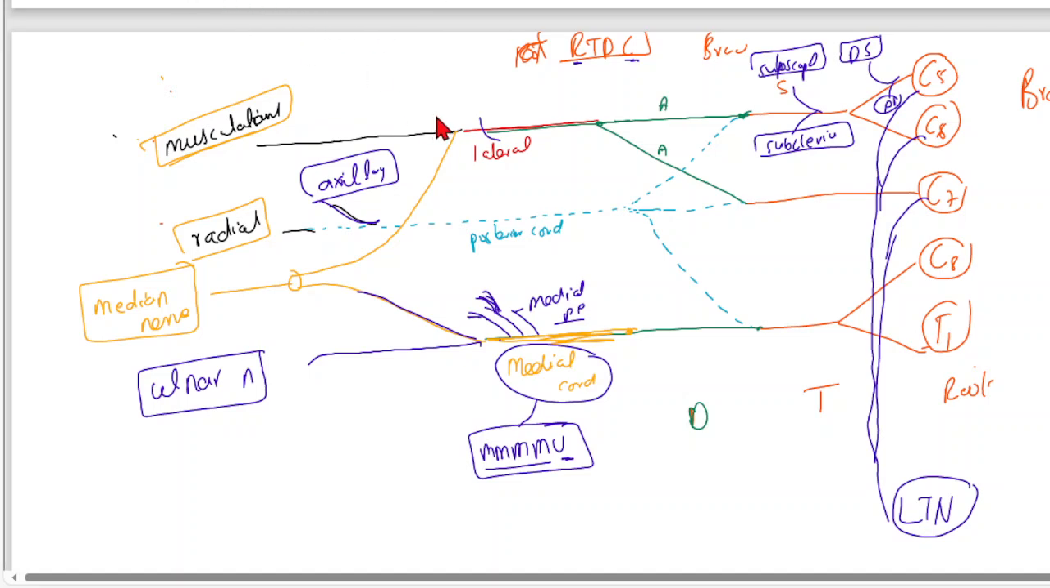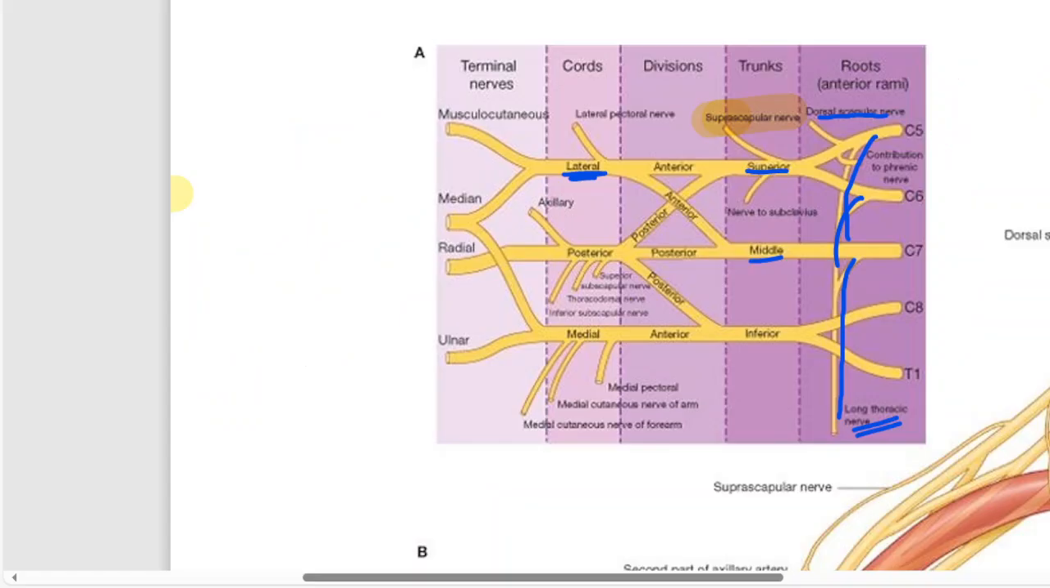So write it: M L, M L, L M L. From this area you can understand it's from the lateral cord. There are three nerves that arise. One nerve is the lateral root of the median nerve, another is the lateral pectoral nerve, and another is the musculocutaneous nerve. So these three nerves arise from the lateral cord.